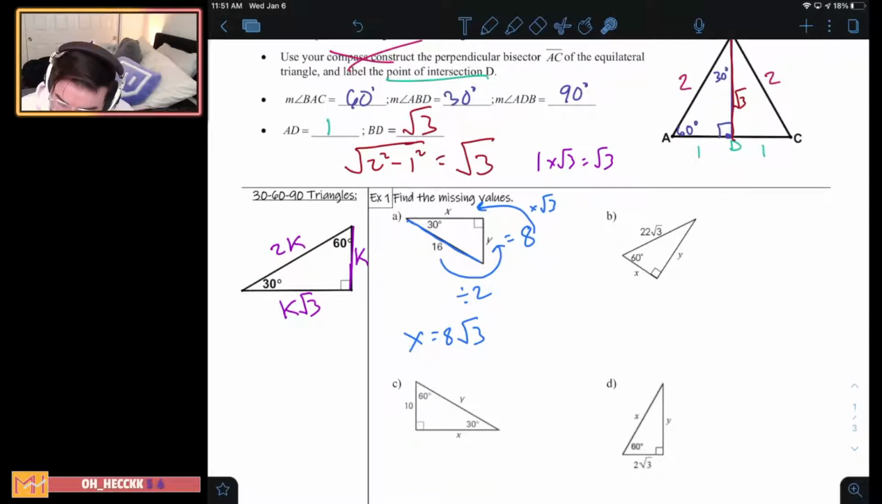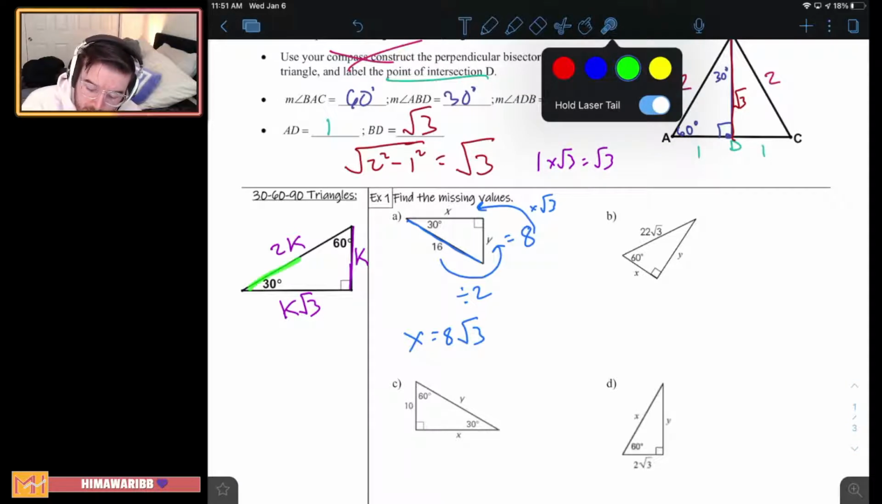What are we given here? This hypotenuse is 22 root 3. Interesting. That has the root 3. Remember in the previous notes how it doesn't have to look the same. It just has to follow the mathematical pattern. So even though it's not a whole number, that doesn't mean it breaks the system, okay? It just doesn't look the same, but it's still going to follow the same mathematical pattern.